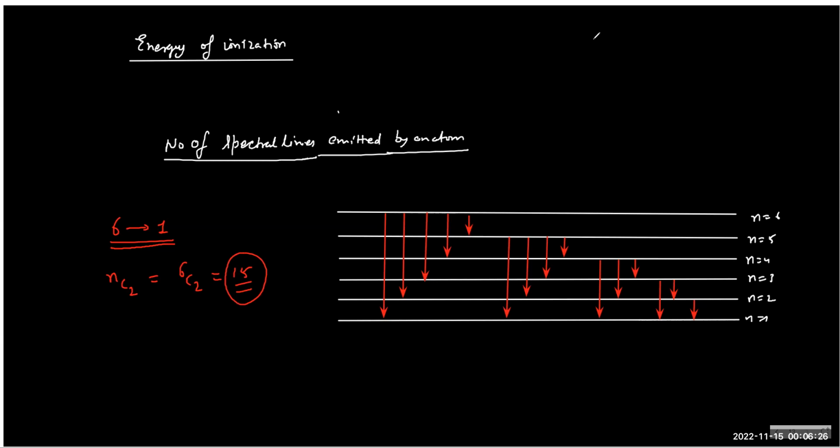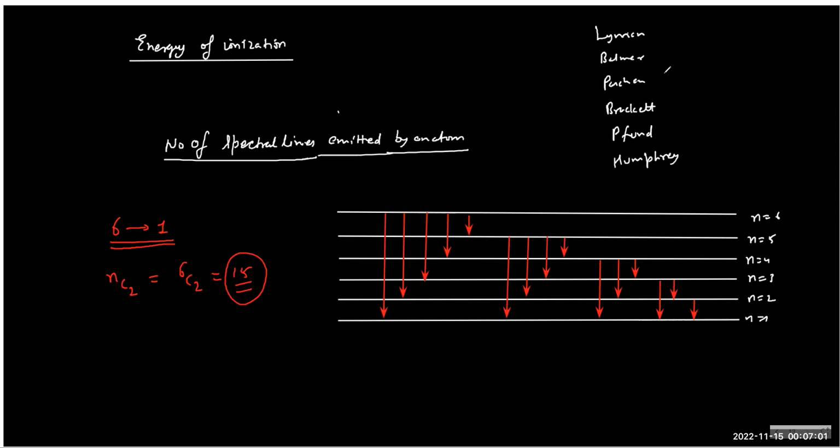I know you know the spectral lines, the types of spectral lines. Lyman, then Balmer, then Paschen, then Brackett, then Pfund, then something, Humphrey, I think, something like that.